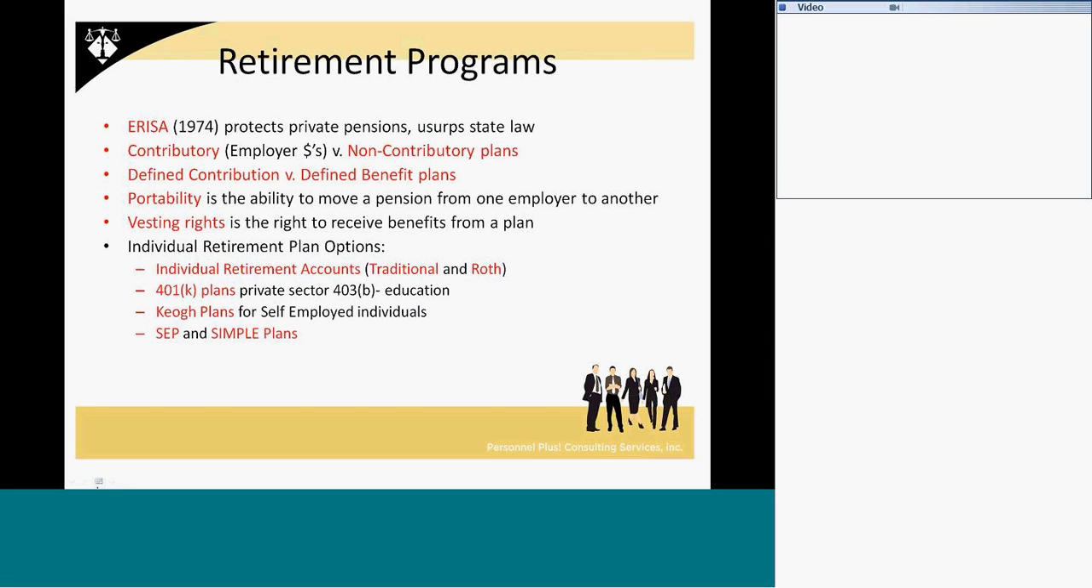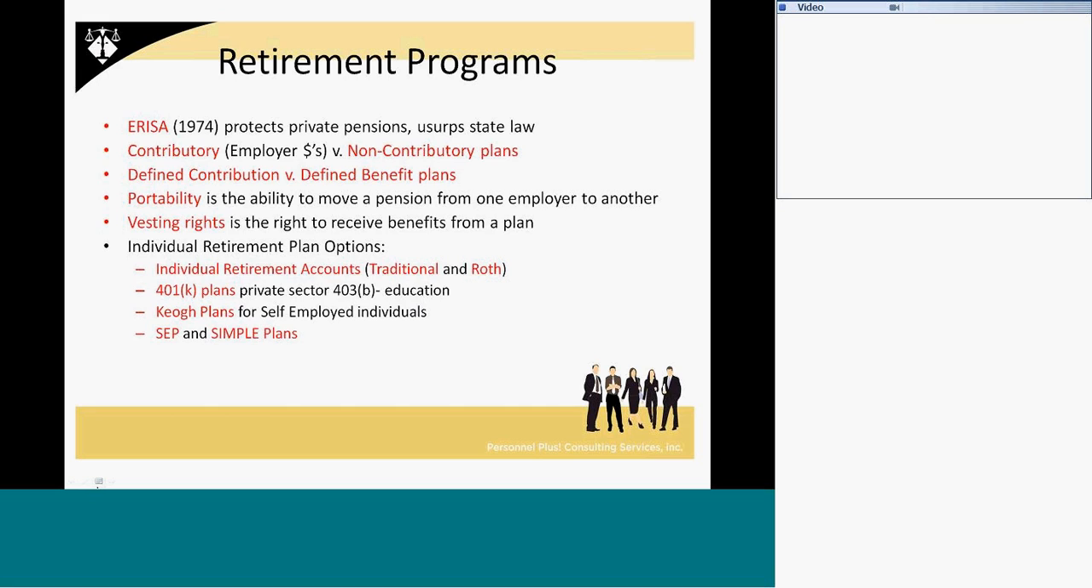Retirement programs have several terms. ERISA, which I mentioned earlier, is the Employee Retirement Income Security Act from 1974. It's the one that sets up rules for private pensions, for funding, and for protection. And if a company goes under, it sets up the Pension Benefit Guaranty Corporation, a federal agency that makes sure you get your pension.